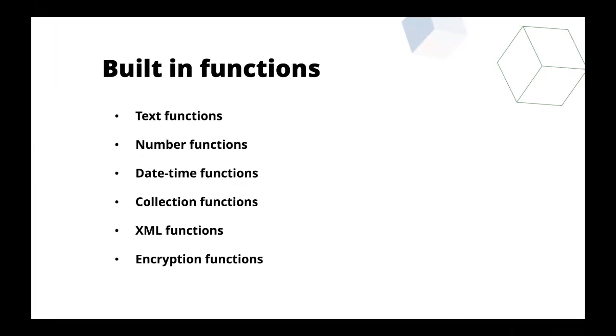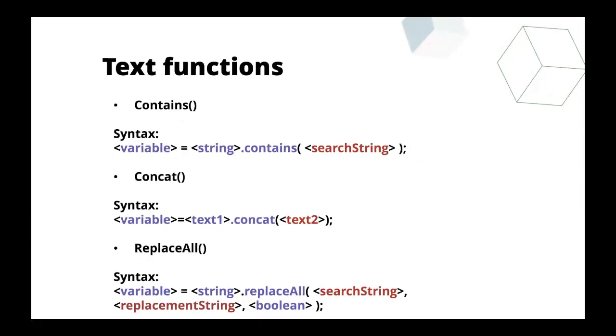So let's talk about text-based functions. So text-based functions are predefined functions which work on the text data type. So we have a few of them. I'll be discussing three of them here. So here we have the contains function, concatenation function, and the replace all function. So the contains function is used to check whether a particular value exists in a string or not. And if the value is present, we would be getting true or false, a Boolean value.